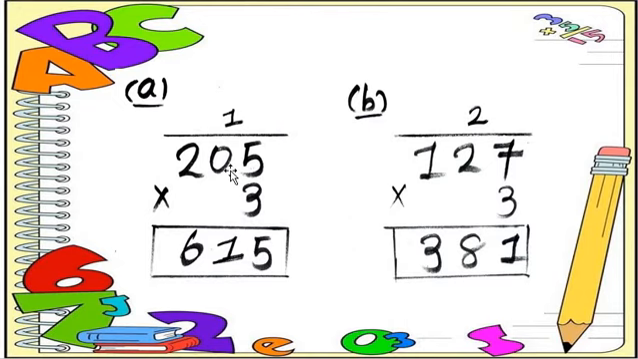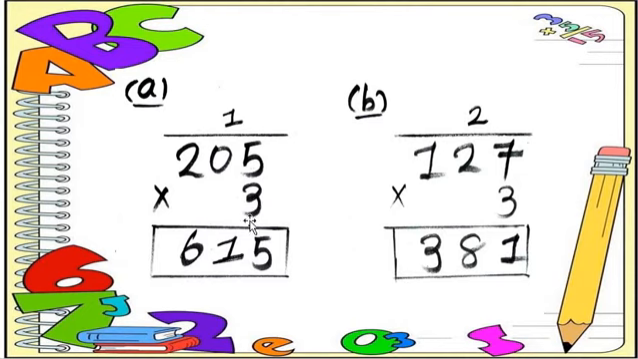Then 3 zeros are 0. Any number multiplied by 0 gives a product of 0. But 0 plus the carry 1 is 1 here. Then 3 twos are 6. Got my point, all students?